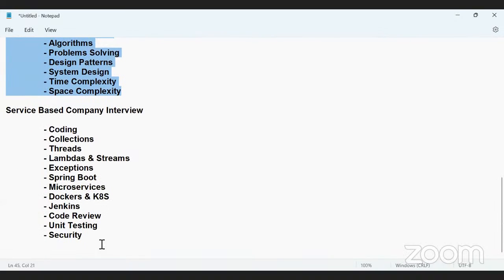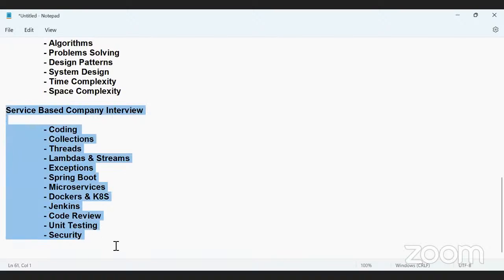When you go for a service-based company interview, these are the questions. Guys, as part of this JRTP, we are focusing on service-based company interviews. As part of the JRTP, we are going to understand how to work with collections in the project, how to work with threads, how to use streams, how to handle exceptions, how to develop microservices, how to use Docker and Kubernetes, how to use Jenkins to deploy, how to do code review, how to do unit testing, and how to secure. All these topics I will cover as part of our syllabus. So we are going to focus mostly on the service-based company interview process as part of JRTP.